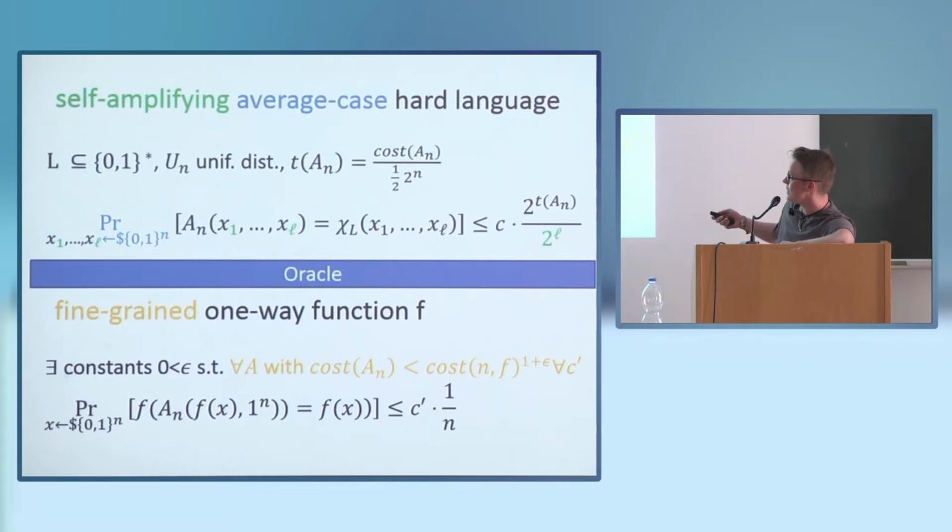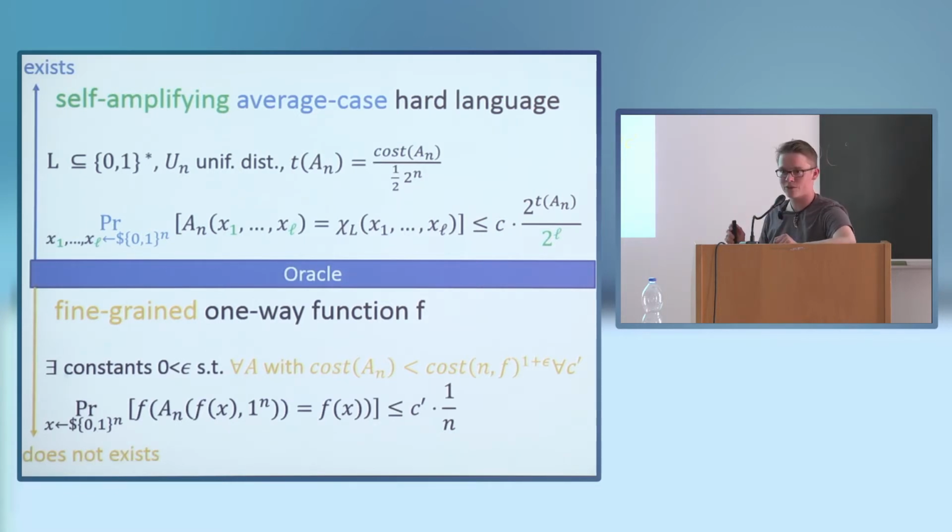Okay. So we want an oracle that separates these two, which means this self-amplifying average case hard language exists, and this fine-grained one-way function does not exist.